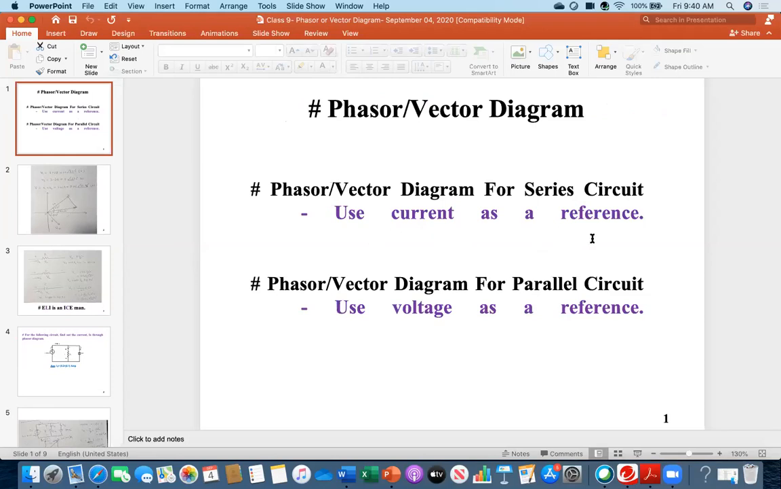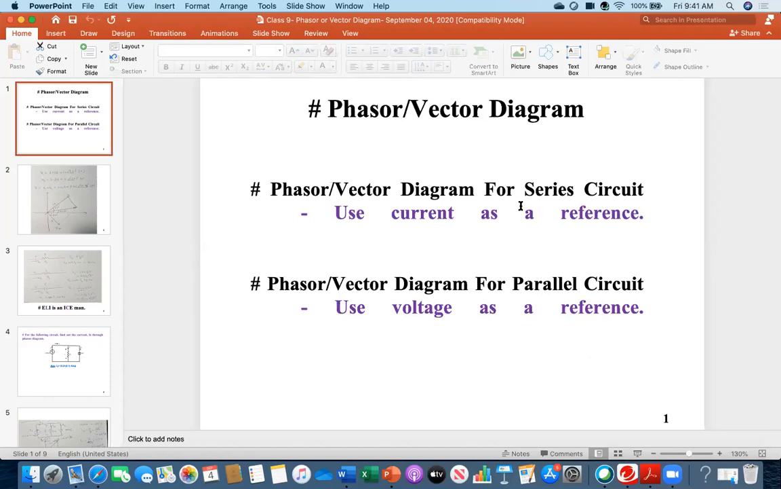Because to draw the phasor or vector diagram, you must need a reference, either voltage or current. But I am saying that if it is a series circuit, then please use current as a reference. If it is a parallel circuit, please use voltage as a reference. The reason is that for a parallel circuit, across the components, voltage remains the same. In case of a series circuit, through each element, current remains the same. That is the motivation, or the philosophy, behind these two rules.